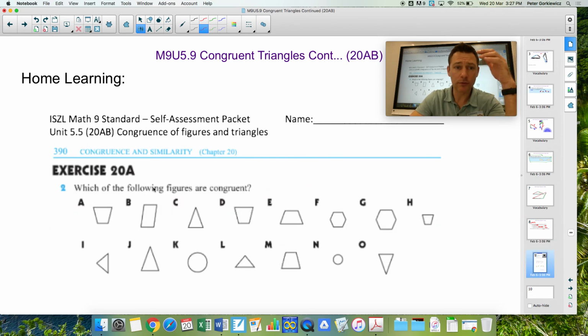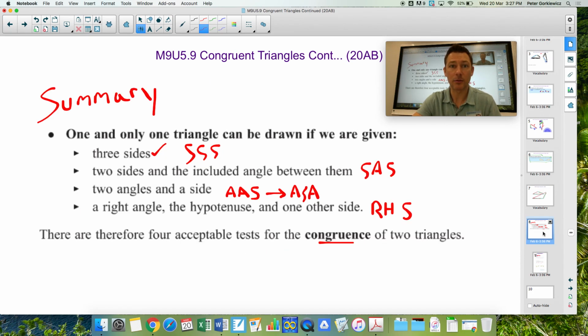All right, what I'd like you to do is finish up this page. I think there's front and back. There's two sheets of it. Congruence of figures and triangles. Finish that up using those theorems, and I will see you later.